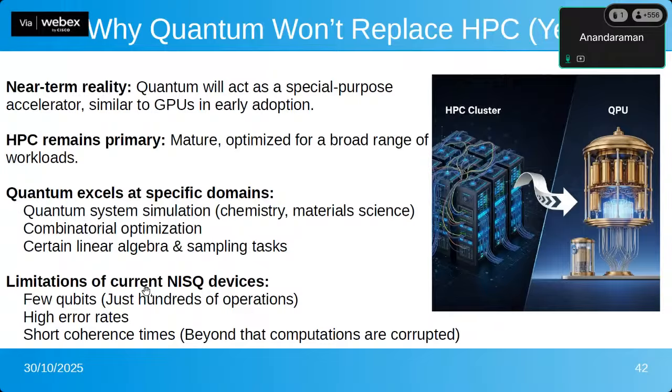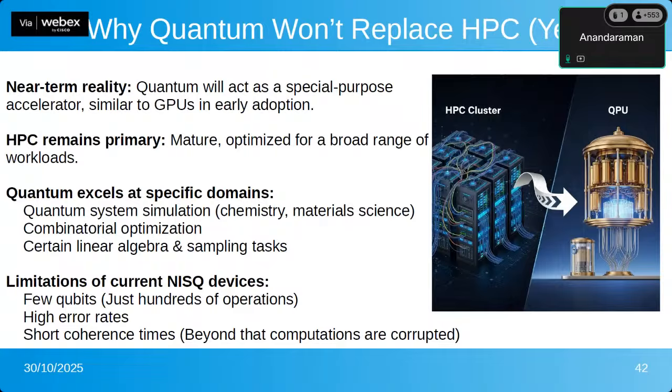With a few qubits we can do just hundreds of operations only, because if you increase the number of qubits and circuit depth, noise will affect the result. With a few qubits you cannot do any real world application. High error rate, short coherence time: beyond that, computations are corrupt. Once the coherence time lapses, the states will change, so the computation will be corrupted.